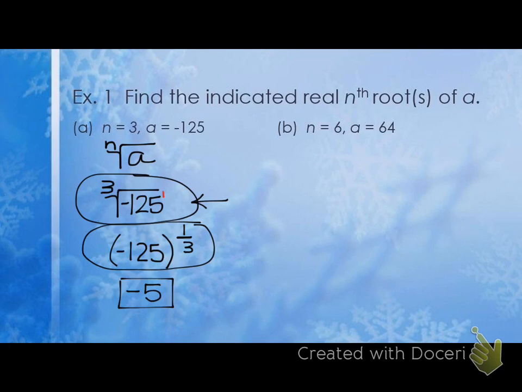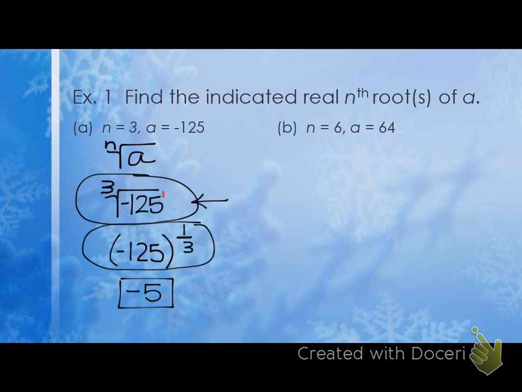Now, it's a negative, so plug it in parentheses. All right. Anytime we plug a negative number into the calculator, we want to put it in parentheses. And then we hit equals. And what do we get? The exact same answer. All right.